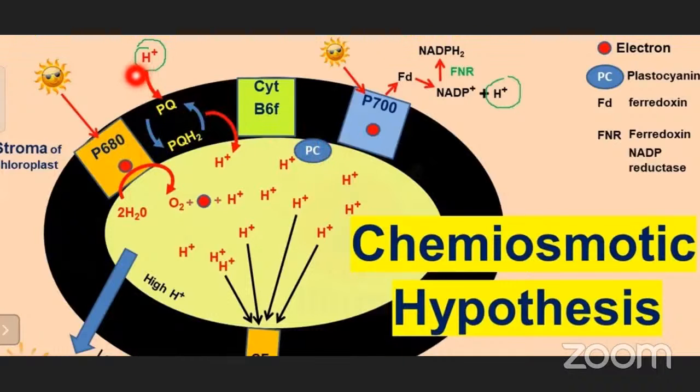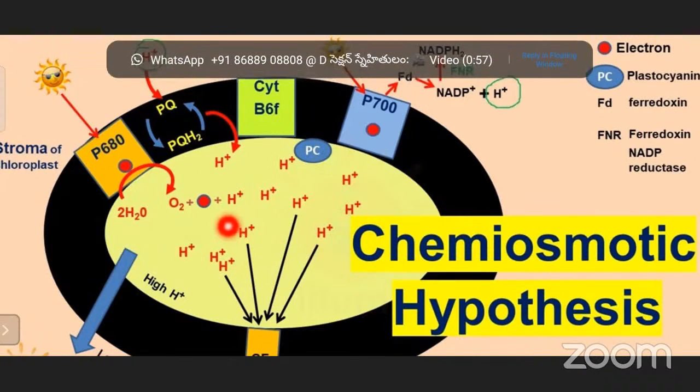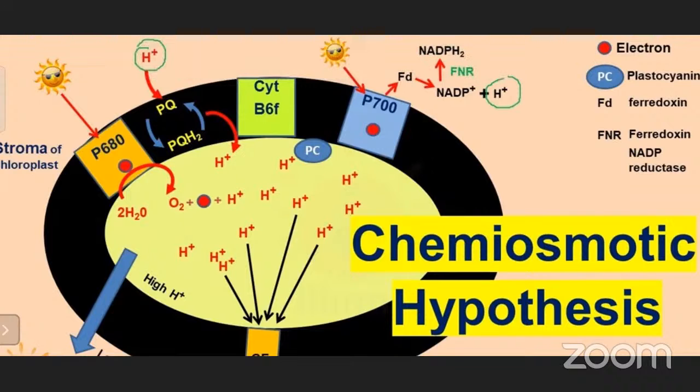So these plastoquinone, cytochrome, plastocyanin, these electron carriers, are also acting as proton pumps. They are pumping the protons present in the stroma to the inside of the thylakoid, that is, the lumen of the thylakoid, where the protons of the water molecule are already there. So like this, the gradient of protons is increased here. Remember this thing, this proton gradient is increased.